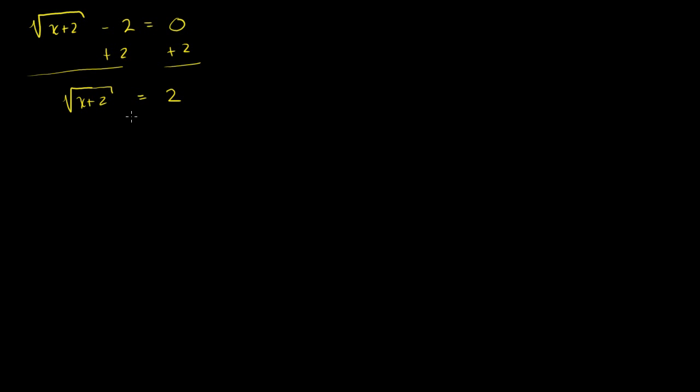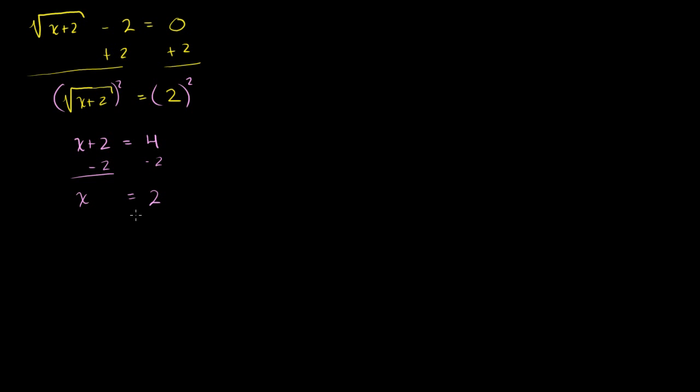And once you isolate one of the radicals, then you're ready to essentially square both sides of this. If we're dealing with a square root, we square both sides. So let's square both sides of that equation. And then we get the square root of x plus 2 squared is just x plus 2, is equal to 2 squared, which is equal to 4. Subtract 2 from both sides of this equation. We're left with x, these 2's cancel out, is equal to 2.